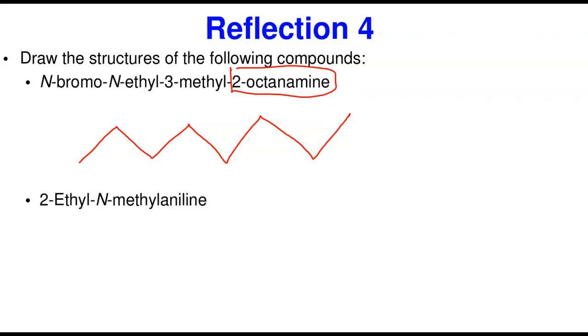I always like numbering first: 1, 2, 3, 4, 5, 6, 7, 8. Now the nitrogen is in carbon number 2, so I'm going to put it there. So this is 2-octanamine. It says N-bromo, so bromine is attached to the nitrogen. I'm going to put the bromine here. N-ethyl: the ethyl is still here, so I'll put it here. Then 3-methyl: the methyl group is in carbon number 3, so I'm going to put it up here. So this is N-bromo, N-ethyl, 3-methyl octanamine. That is how we name this one.